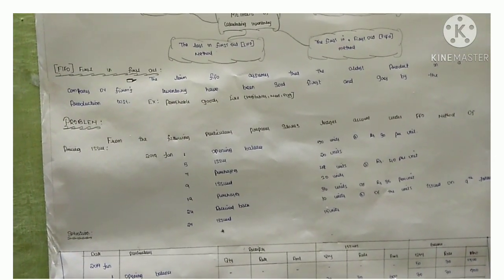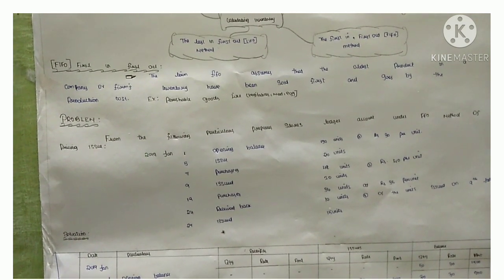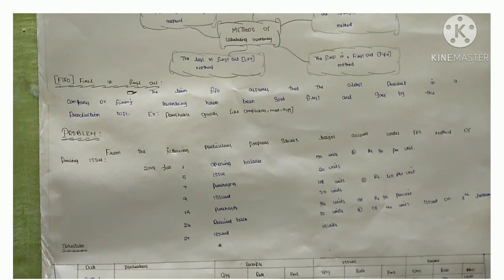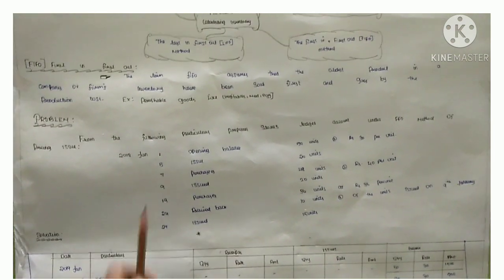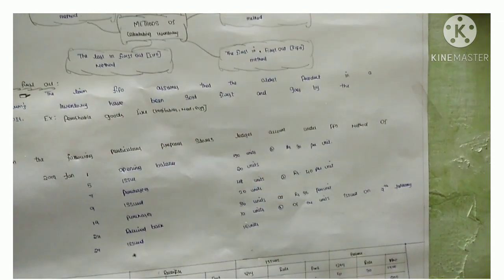Okay, let's go to the problem. From the following particulars, prepare the stores ledger account under FIFO method of pricing issues. 2019, Jan 1, opening balance 50 units at rupees 30 per unit.